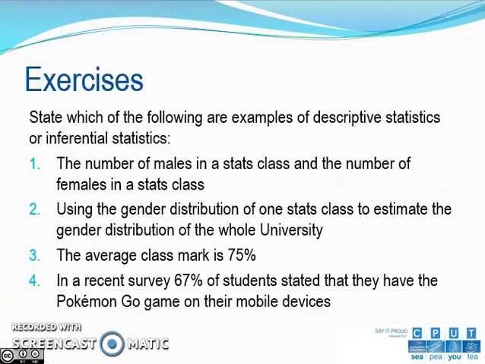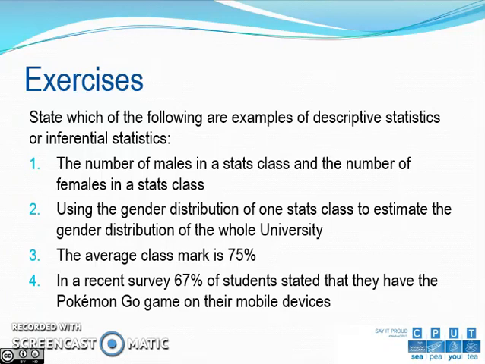So we're back again, and let's look at those exercises. Number 1 says the number of males in a stats class and the number of females in a stats class. So if we were to walk into a stats class and count and report the number of males in the class, and then count and report the number of females in the class, would that be inferential or descriptive? I think that would be descriptive, because we'll just be describing a phenomenon, or we'll just be describing what we see.